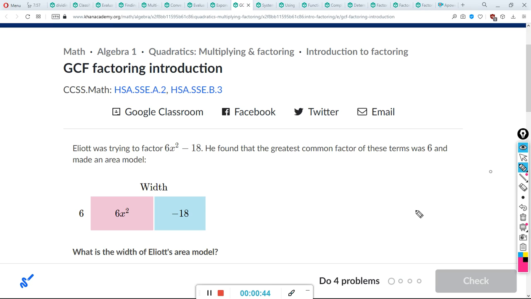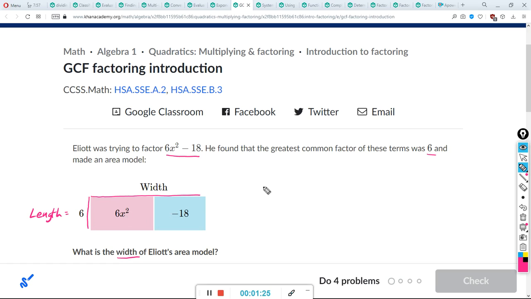So here they're saying we start with 6x squared minus 18. The greatest common factor is 6. So the 6 is actually our length. It's this side length here, and they want us to find the width, that's this distance right here. So we basically have to divide each of these terms by 6.